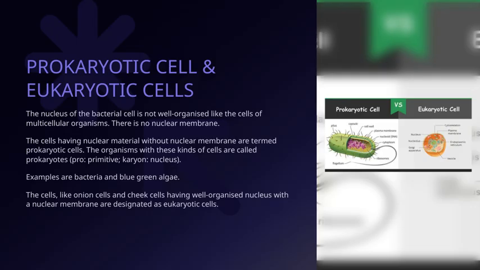On the other hand, cells like onion cells and cheek cells have a well-organized nucleus, which is surrounded by a nuclear membrane. These are called eukaryotic cells. They have a defined nucleus that helps in better organization and regulation of genetic material. Understanding these differences is fundamental because it helps us appreciate the complexity and diversity of life at the cellular level. It also relates to the overall theme of how cells are structured and function in different organisms.